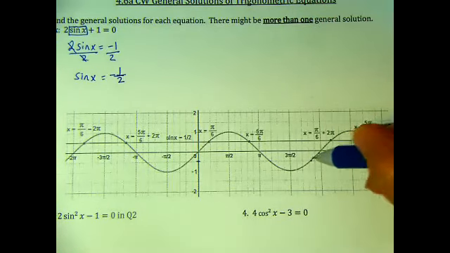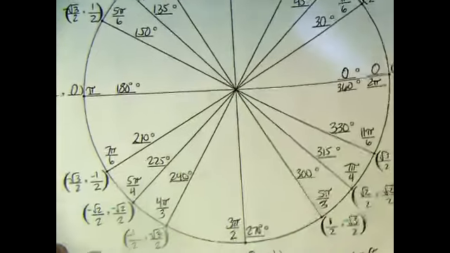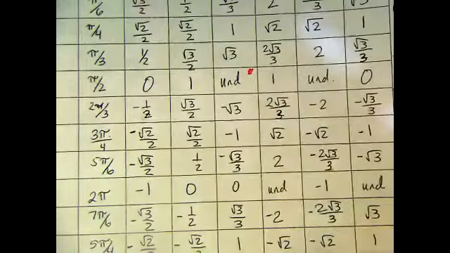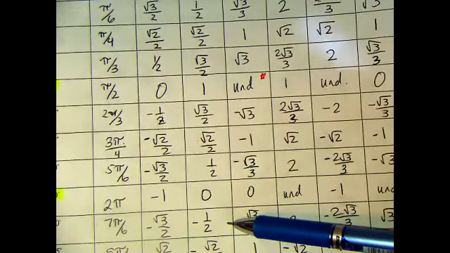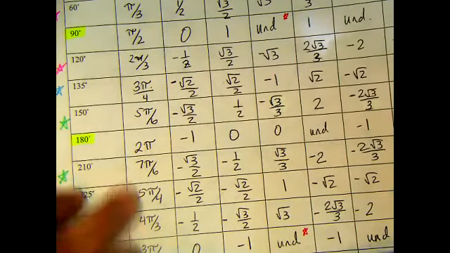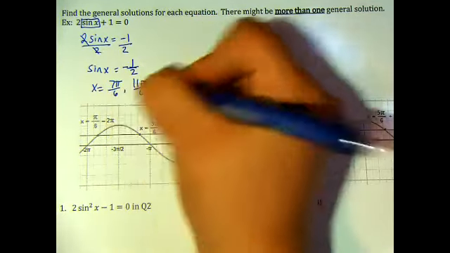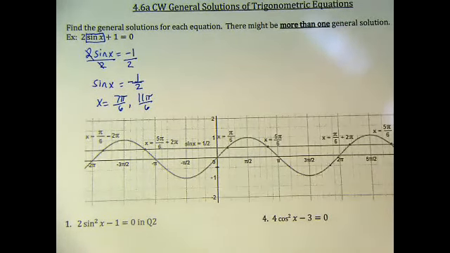And instead of predicting it, I can also bust out my unit circle / trig chart, and I can look to see where sine of theta, in this case x is theta, is negative 1/2. So we have 7 pi over 6, and we have 11 pi over 6. So this would mean that x is equal to 7 pi over 6 and 11 pi over 6, because those are the x values where when I take sine of that angle, I get negative 1/2.